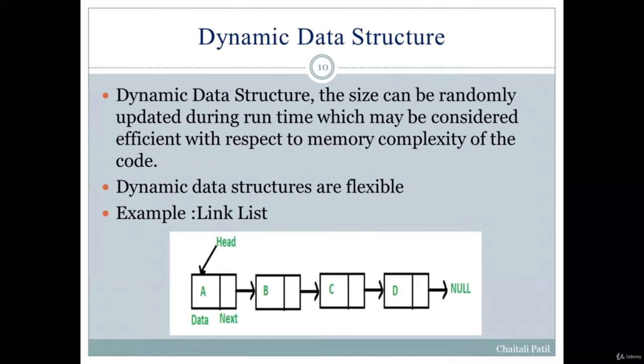Dynamic data structure. In a dynamic data structure, the size can be randomly updated during runtime, which may be considered efficient with respect to the memory complexity of the code. The dynamic data structures are flexible. As per our requirement, we can insert more elements in a data structure. And if we do not need an element, then we may delete it or free that space. The example of dynamic data structure is linked list.